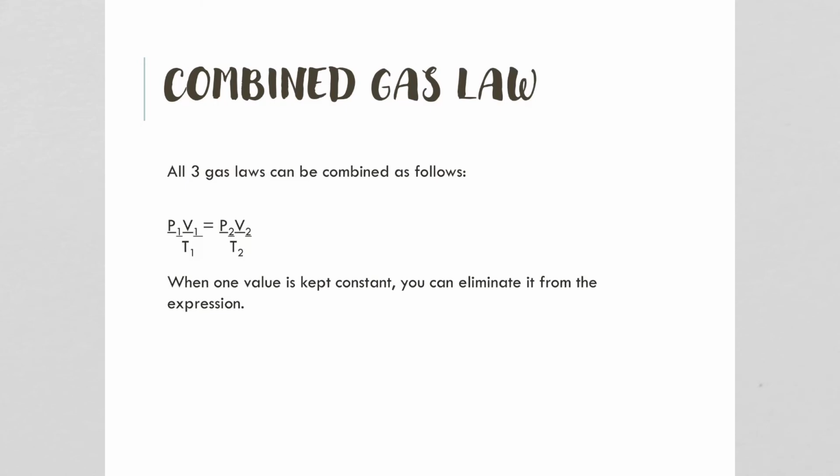So all three of those gas laws can be combined into, shockingly, the combined gas law. So it would be P1 V1 over T1 equals P2 V2 over T2. When one value is kept constant, you just eliminate it from the expression. So if we were doing a reaction with the same temperature, then it would be Boyle's law, so it would just be P1 V1 equals P2 V2. If the pressure was staying the same, it would just be V1 over T1 equals V2 over T2, and so on.